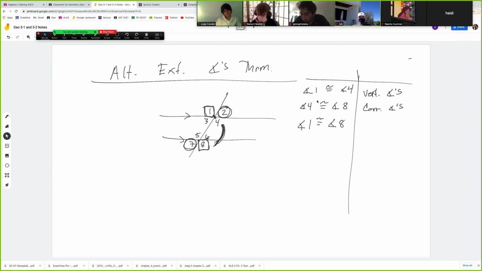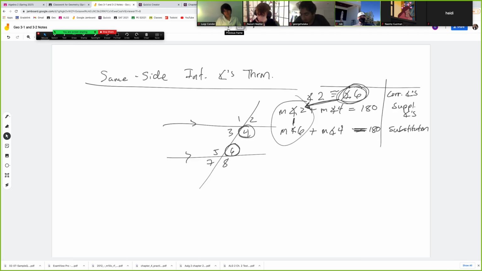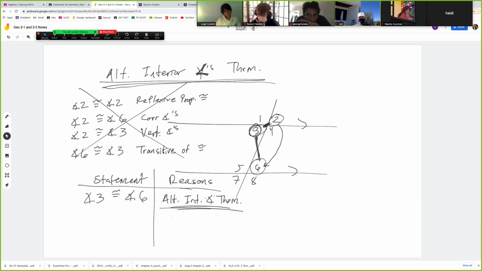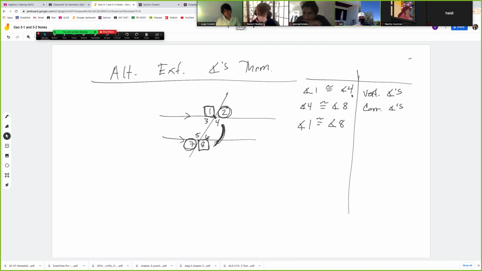Okay, well look, alternate exterior is what we're trying to prove. But look at this theorem right here. We have corresponding angles, vertical angles. So we said one was congruent to another, and then we said 6 and 3 are congruent to each other, right? That's our final answer, 6 and 3. But why? How can we say that? If you prove one is congruent to one, and then that other one is congruent to a different one, then you can say the first is congruent to the last, right? 1 is congruent to 8.